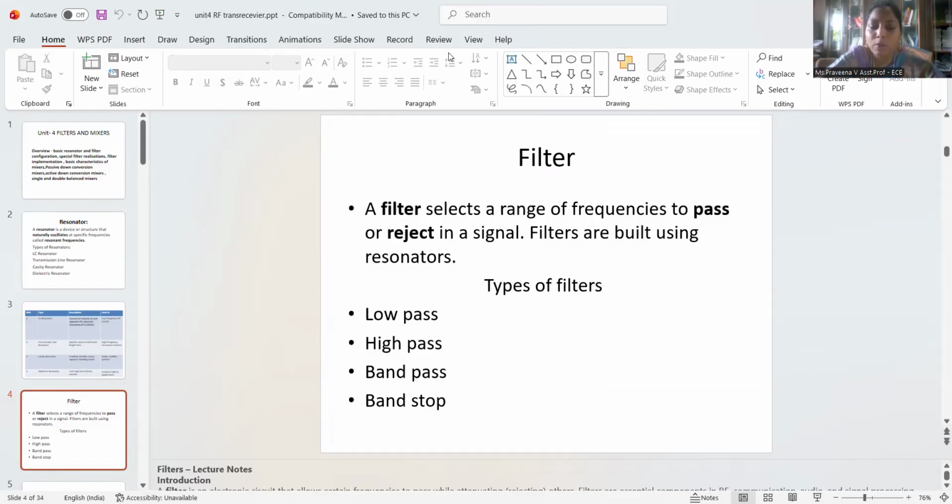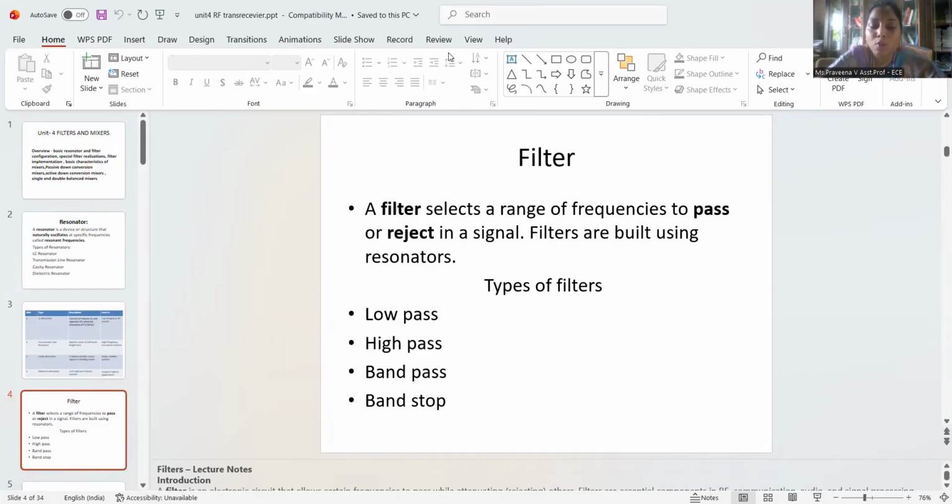And why are we using a filter? Yes, in order to remove the unwanted noises. And it will separate the communication channels. It will improve the signal quality. And it will prevent the interference. Okay, that's why we are using filters. And there will be different types of filters.